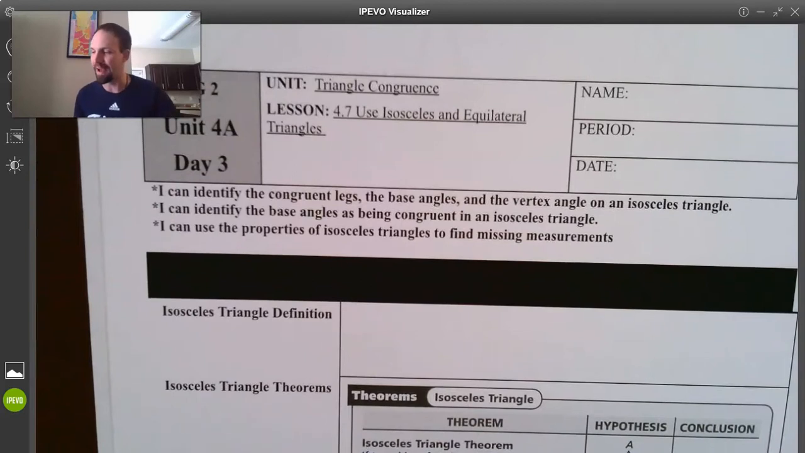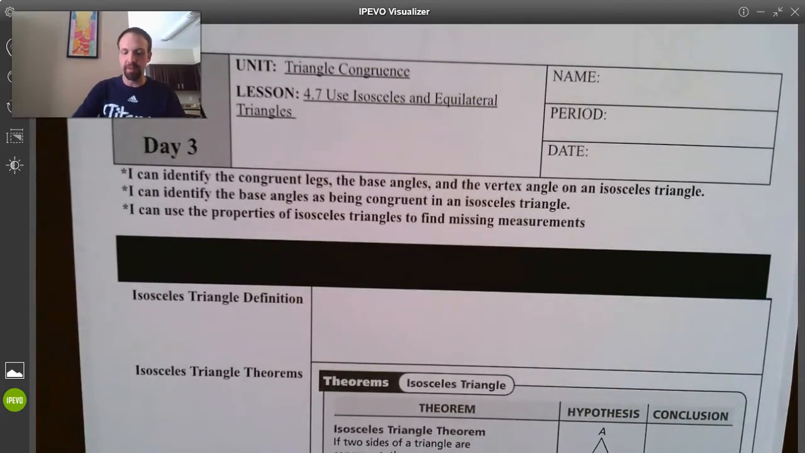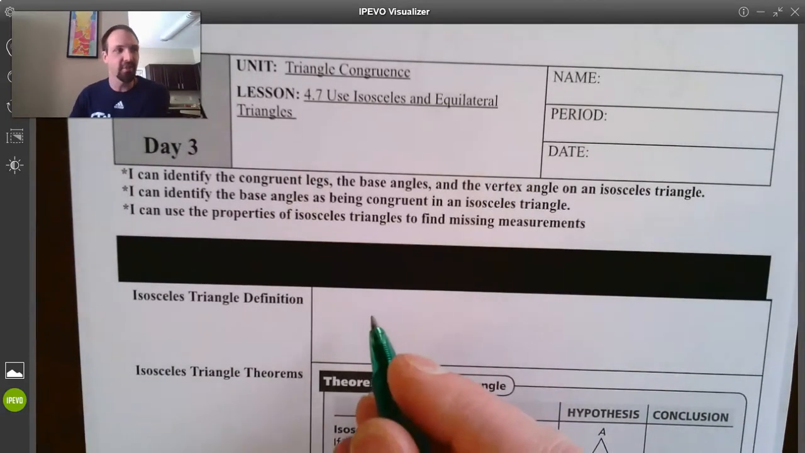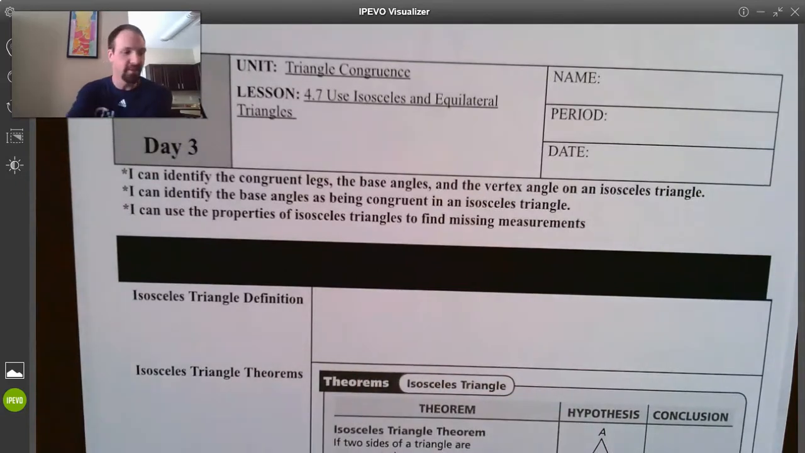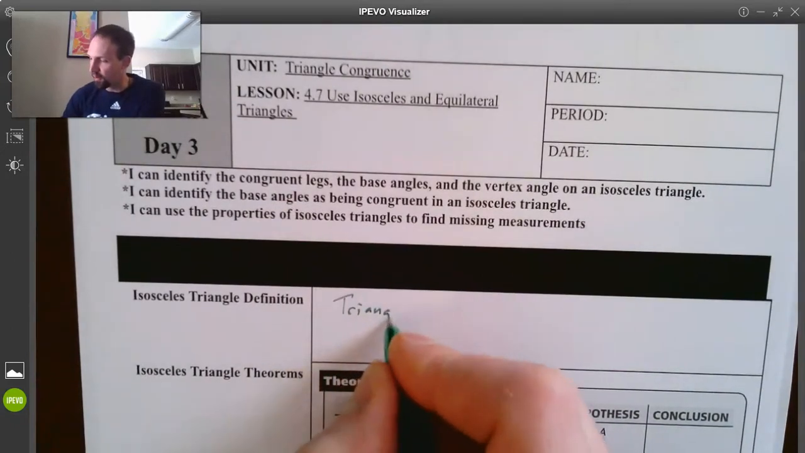This one talks about isosceles and equilateral triangles. So with this one, we're going to be really looking at some of the definitions of both isosceles and equilateral triangles. First, let's just review the definition for an isosceles triangle. Remember, an isosceles triangle is a triangle which has two congruent, so it's a triangle with two congruent sides.